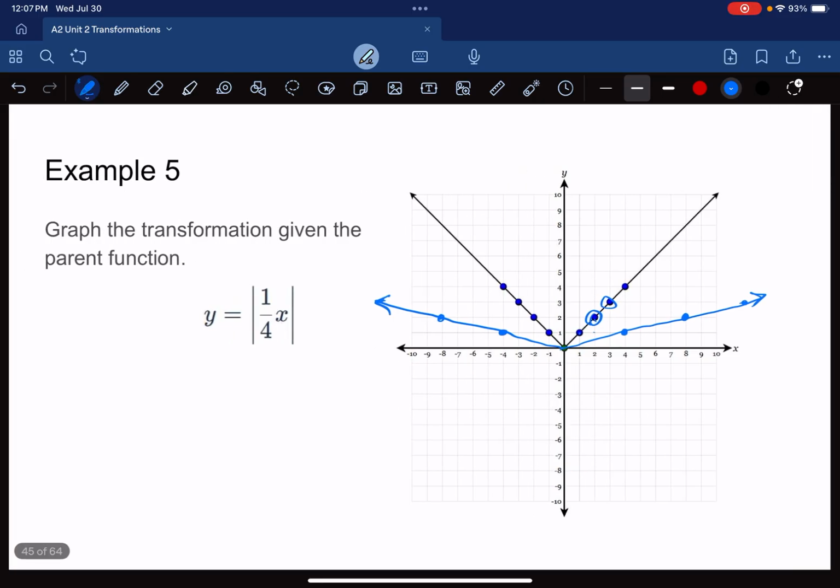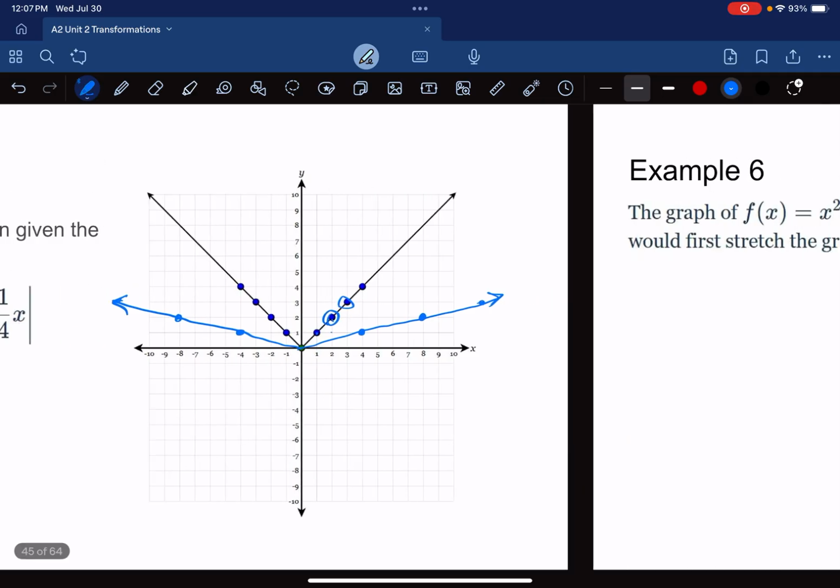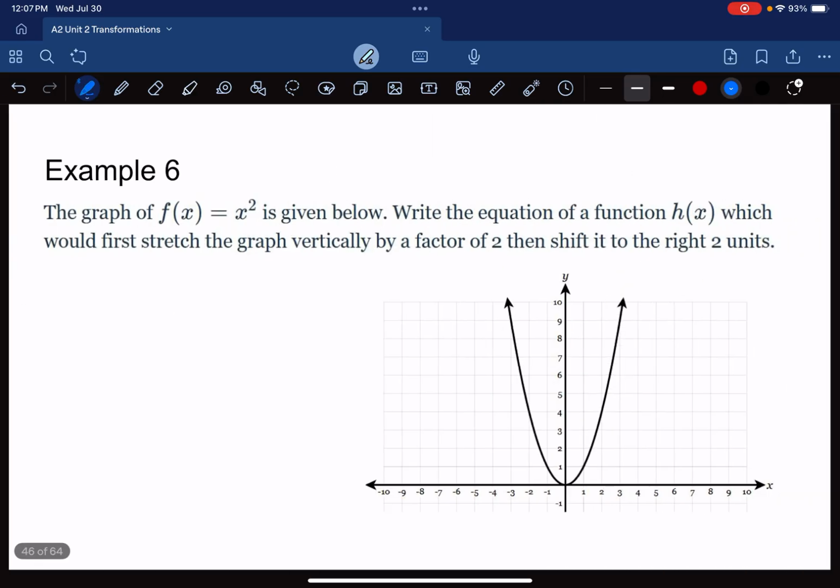So think in terms of points, what the x-coordinate is. 1 times 4 is 4. That point has a 2 as an x-coordinate, times 4 is 8. So we're multiplying by 4, not dividing. Okay, because it's opposite with x, right?